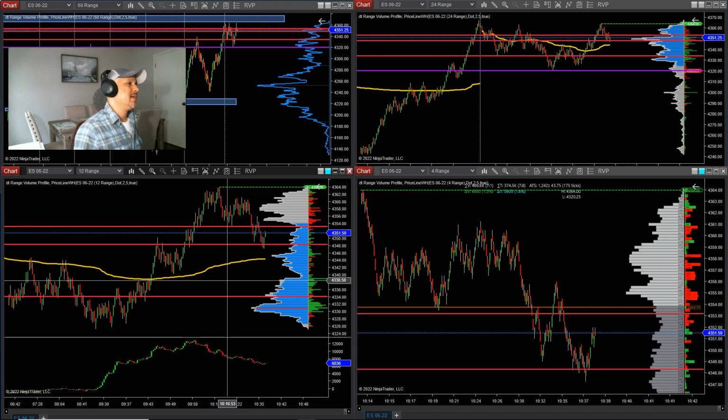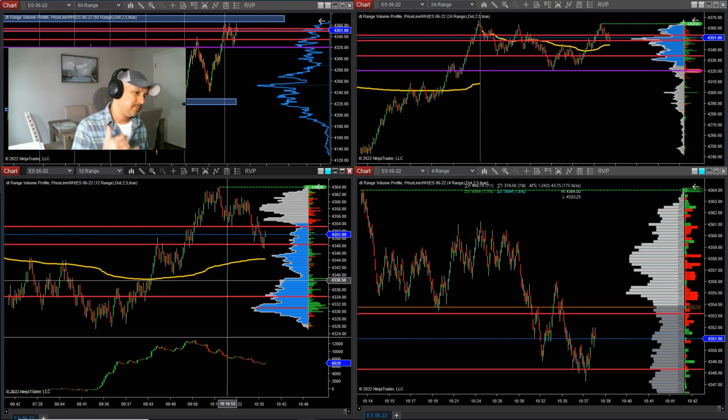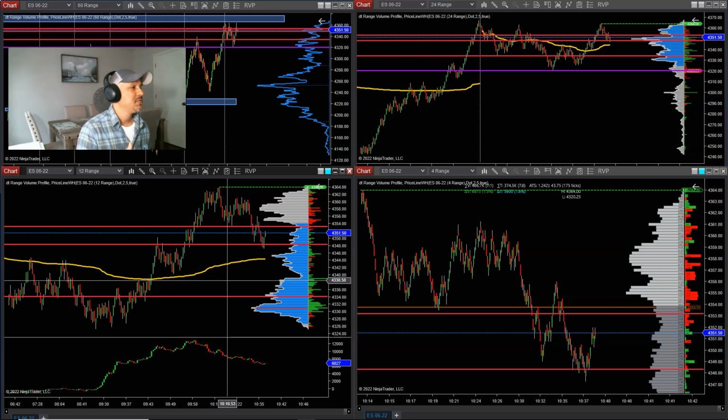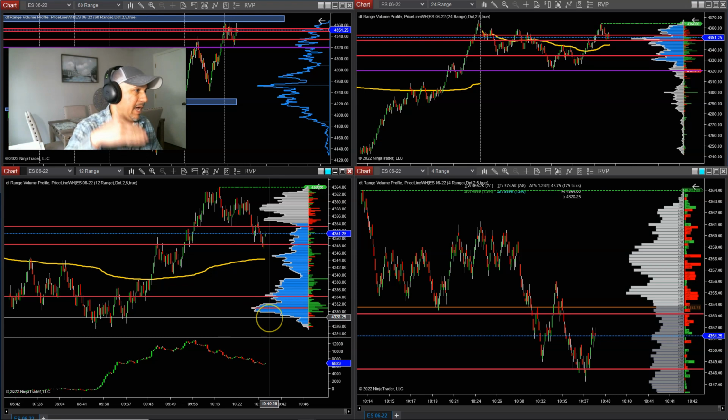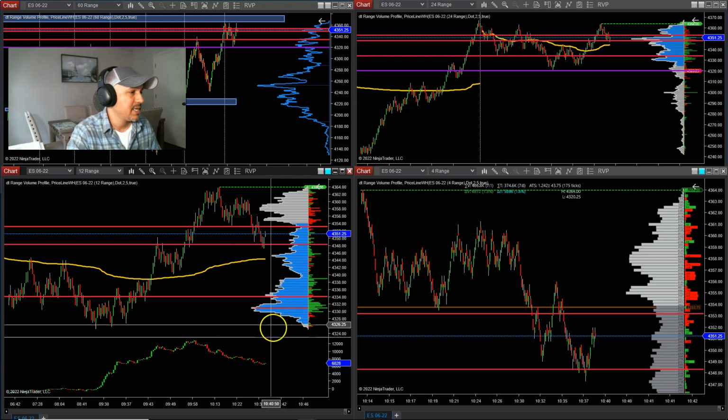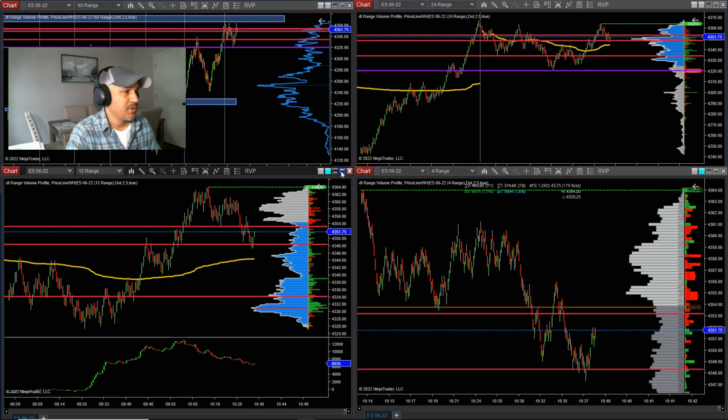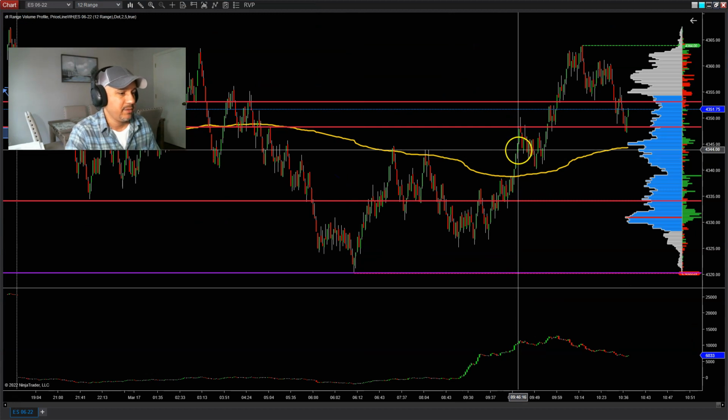I like being a sniper, guys. I like getting in, getting out. Some moves are greater than others. It just depends on how the market's moving, depending on price action. And right now, so far this morning, look at the 12 range. I mean, we haven't done much.